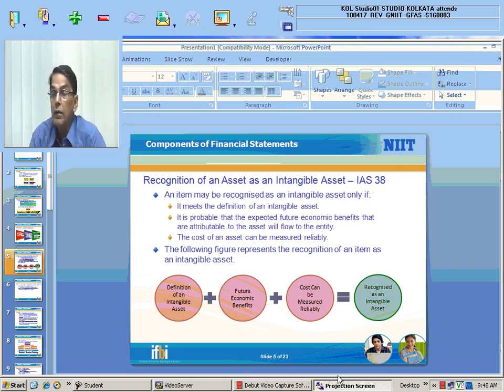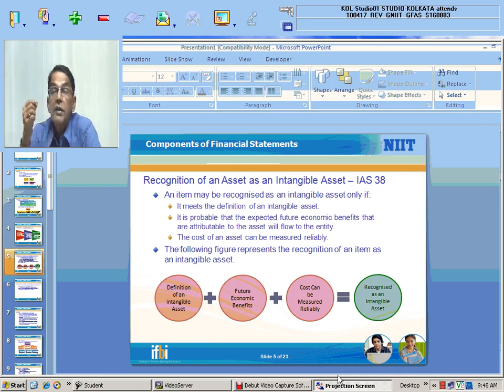Can you reliably measure the cost of internally generated goodwill? Goodwill is created over a period of time. The company's goodwill has been created over a period of time, and the cost thereof cannot be measured reliably. Hence, internally generated goodwill is not recognized as an intangible asset.